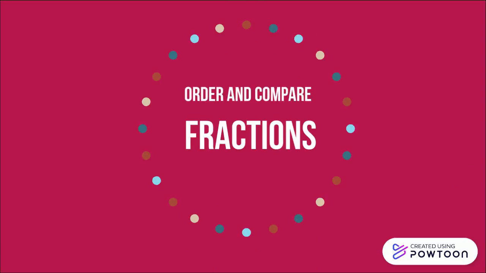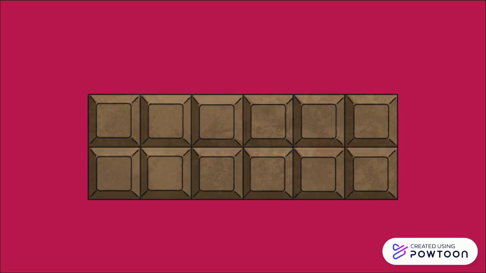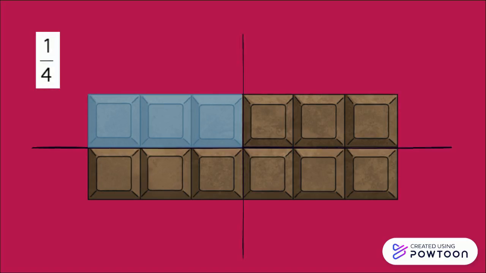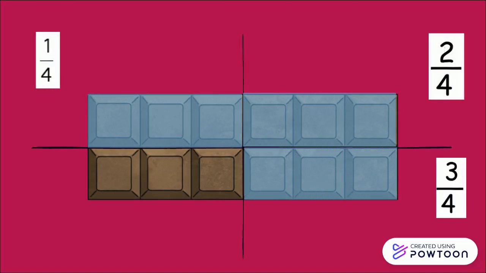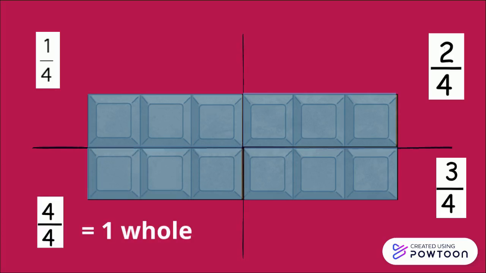Today we'll be learning to order and compare fractions using a number line. Let's look at this block of chocolate. If I divide it like this, this part is 1/4. This makes 2/4, this makes 3/4, and altogether 4/4 make one whole. We know that when we cut a whole into 4 equal parts, we also call this quarters.